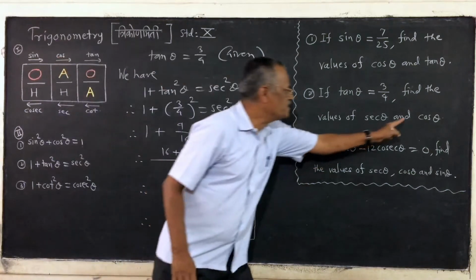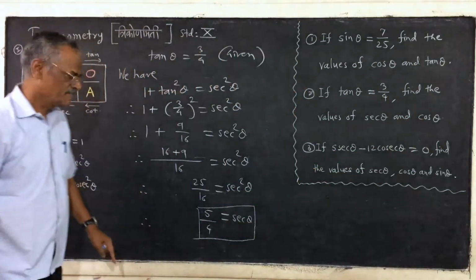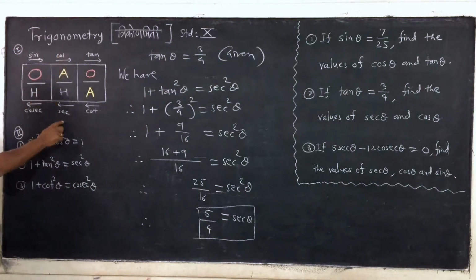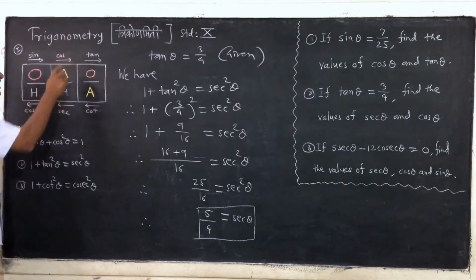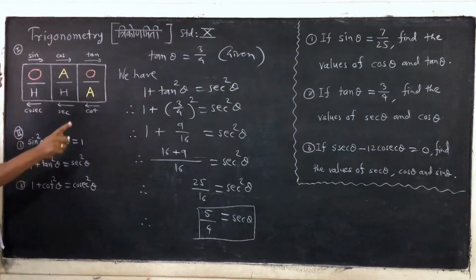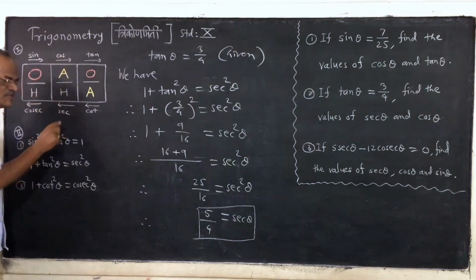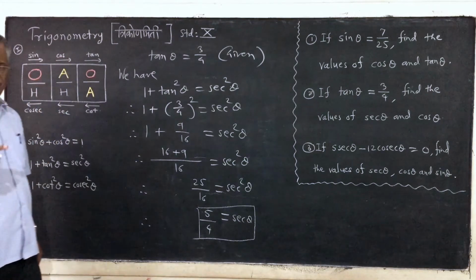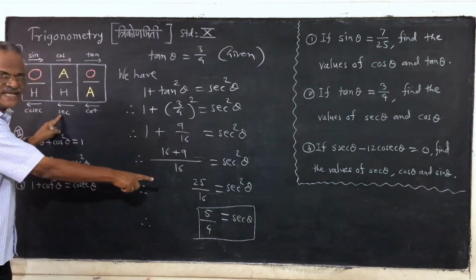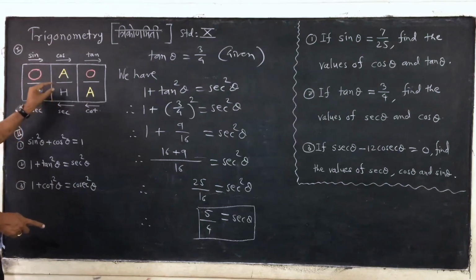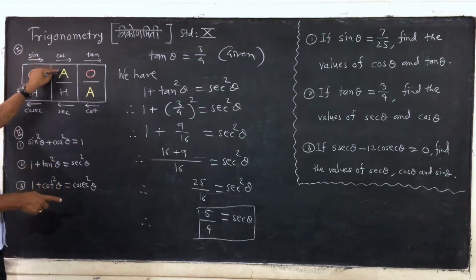What is the next question there? Cos theta. And remember that relation between cos theta and sec theta. You know that cos theta into sec theta is equal to 1. You remember that sec theta is equal to 1 upon cos theta. Cos theta is equal to 1 upon sec theta. So remember, sec theta is there, definitely sec theta is there. So you can find out cos theta.